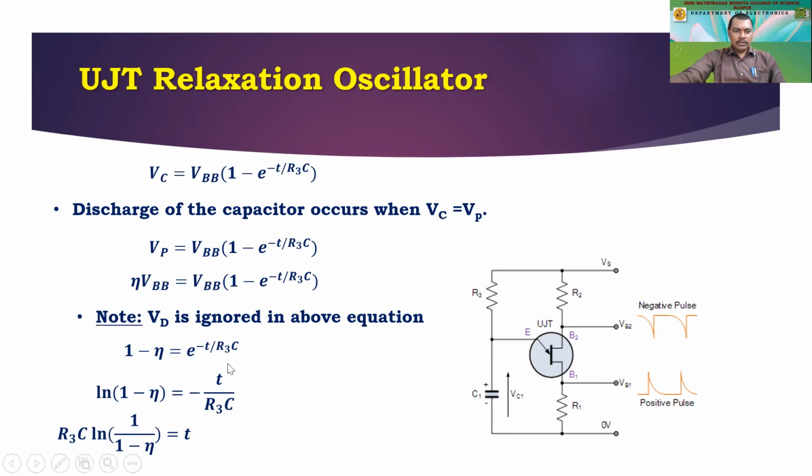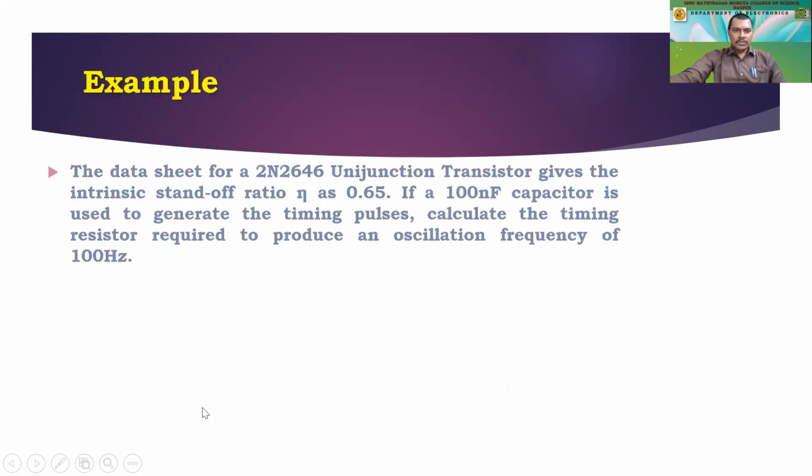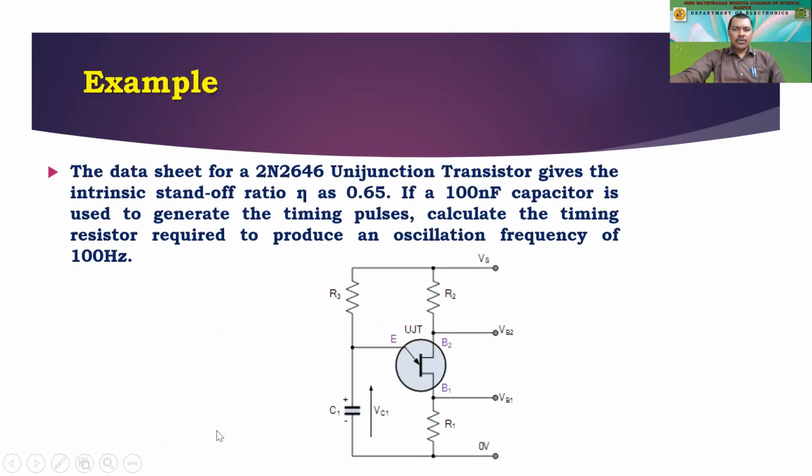If you remove this exponential, we will have the log. This ln stands for the log. So we will have the time constant and the waveforms like I have shown earlier. This is one example of how you can calculate that, which is not in our syllabus. So this much is for today's lecture.